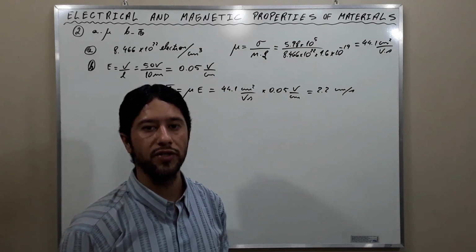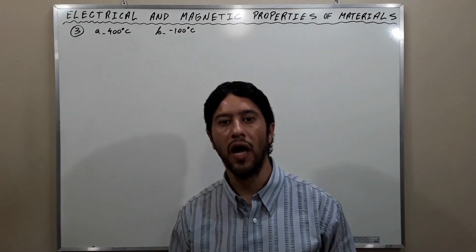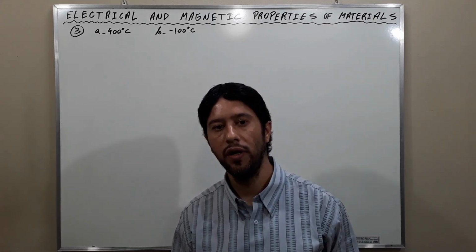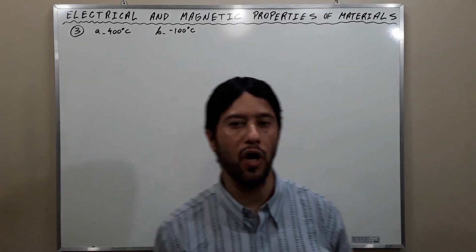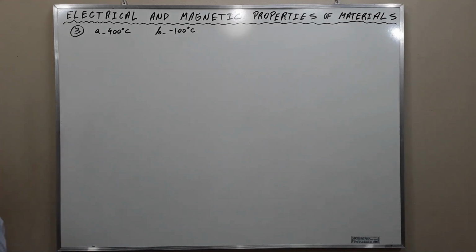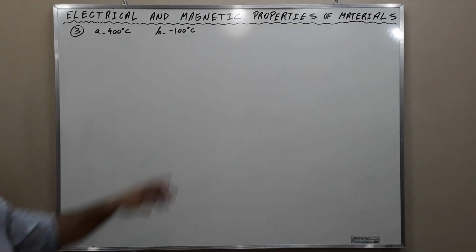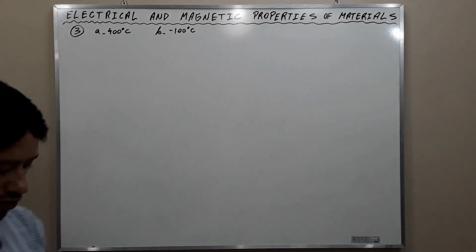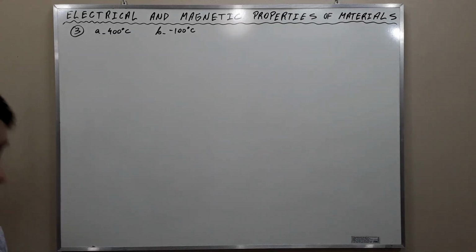Let's go to exercise 3. Exercise 3, influence of temperature on resistivity. Calculate the electrical conductivity of pure copper at letter A, 400 degrees Celsius, and letter B, negative 100 degrees Celsius. Okay? This is the exercise. Let's go to the solution.